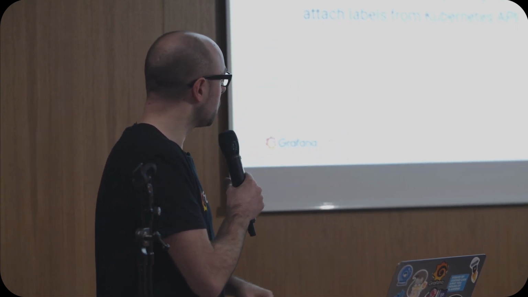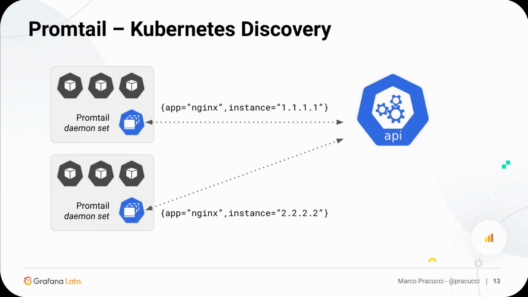But if you run your applications on Kubernetes, you can actually use the Kubernetes service discovery. With the Kubernetes service discovery, Promtail keeps a connection open with the Kubernetes API, and we continuously discover all the pods running on the node where Promtail is running. And in this way, we can do 2 things. The first one, we can automatically discover the pods and scrape all the logs for each container running on each pod on that node.